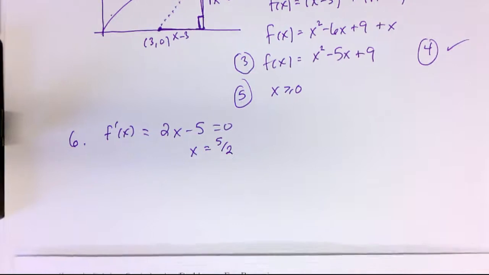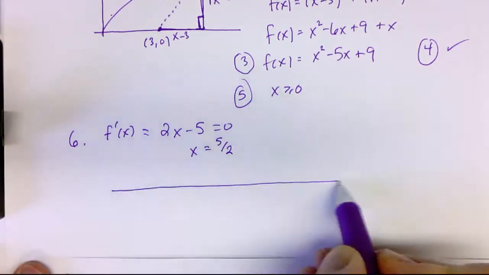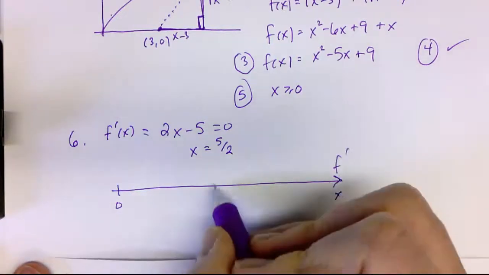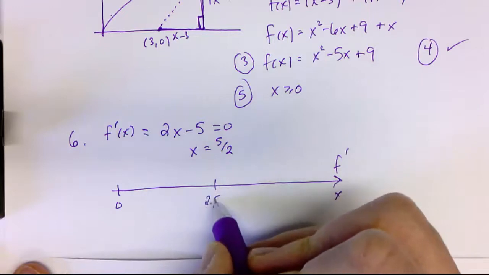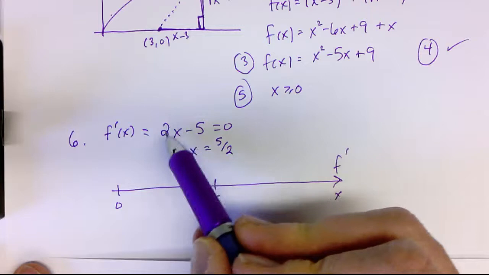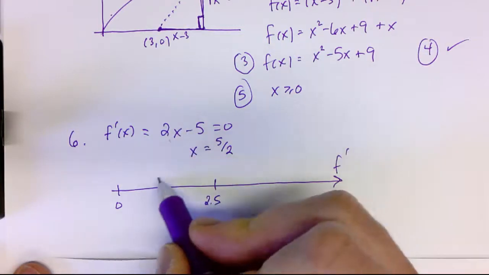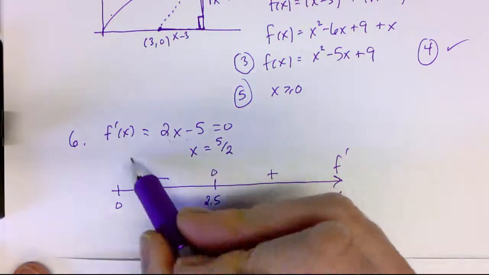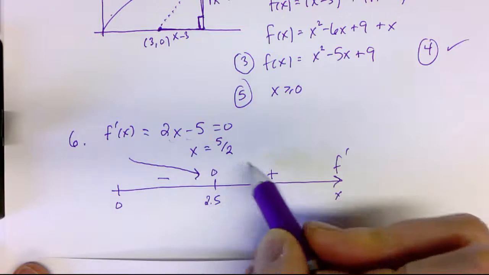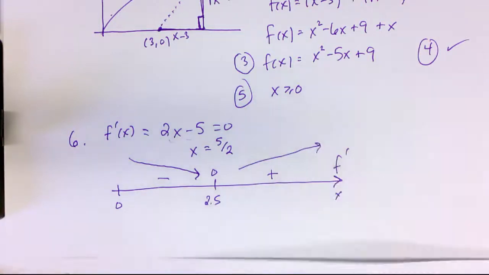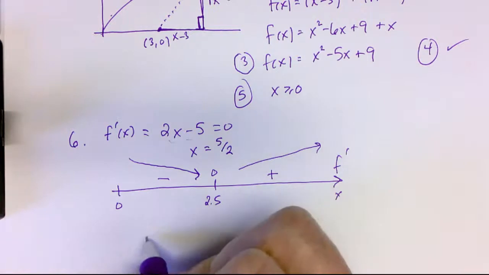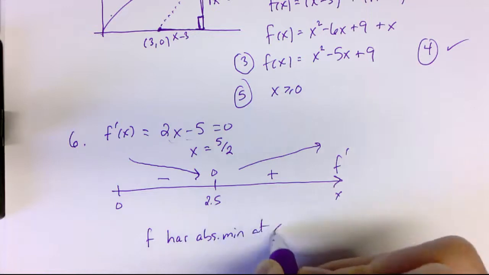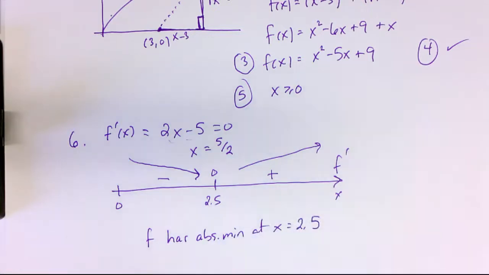Is that the minimum? Well, I need all x greater than or equal to 0. I'm going to make a sign chart for the derivative here. The only critical number is at x equals 2.5. If I'm to the left of 2.5, then the derivative is negative. If I'm to the right of 2.5, then the derivative is positive. So I have a function which decreases everywhere in its domain until 2.5 and then increases everywhere. And so that shows me that f has an absolute minimum at x equals 2.5.